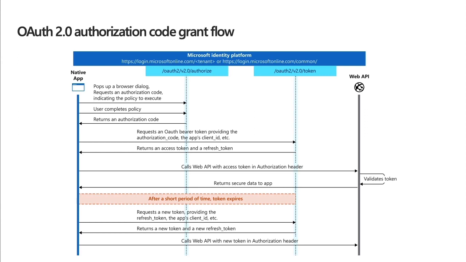The benefit of this grant flow is that the web app never sees your username or password. All the authentication happens over on Azure AD, and the application just gets the authorization code that's a result of the sign-in process. This aspect of the auth code grant flow makes it very secure.